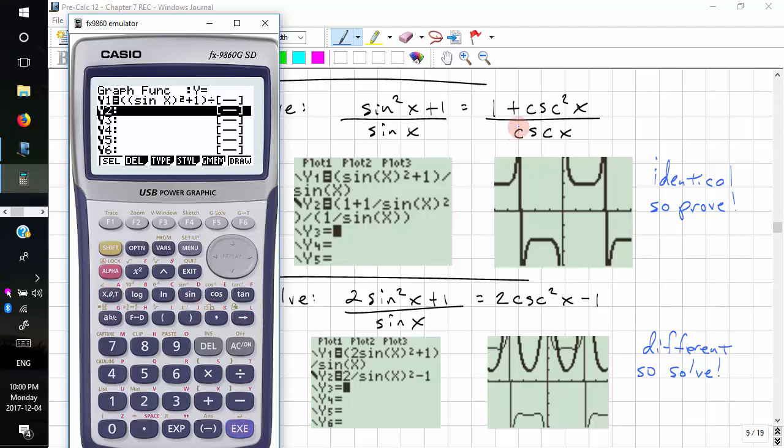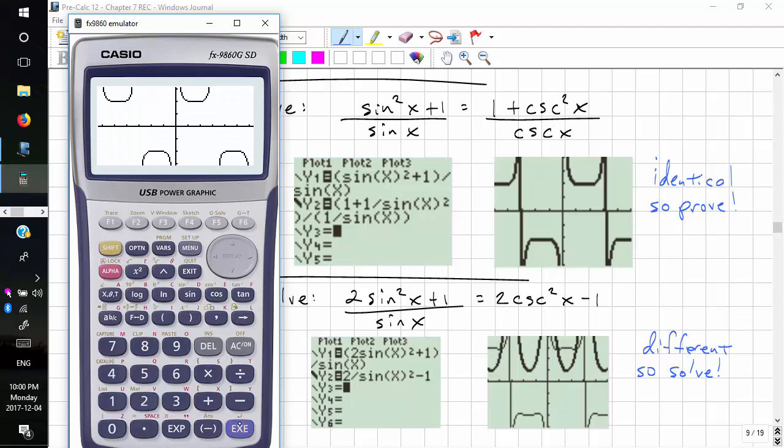Now we enter the second equation. We need a bracket. 1 plus, again, there's two terms here, 1 divided by, and we're going to put brackets, sine x, bracket, squared, and then a close bracket. So that's the numerator divided by the denominator. The denominator is more than one term, so we need brackets, 1 divided by sine x. That's good. Now we can draw it.